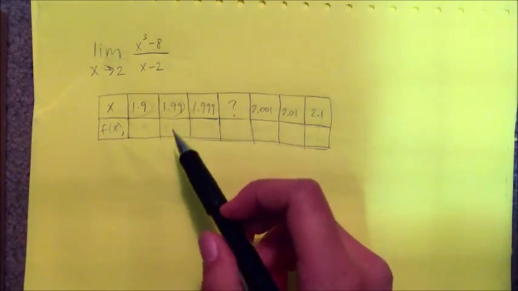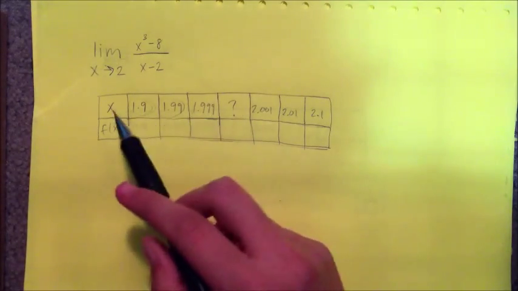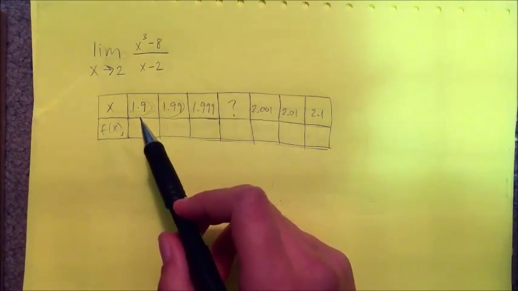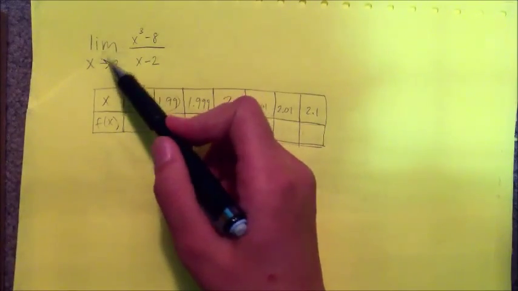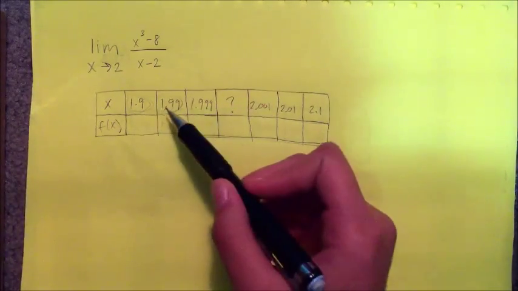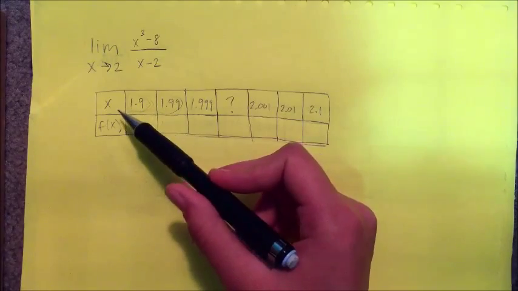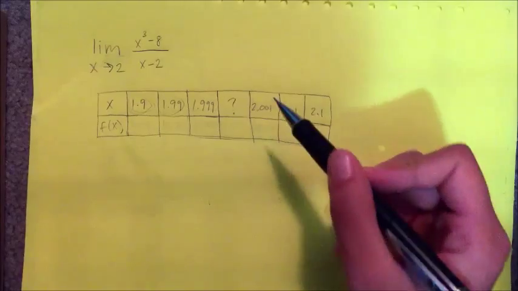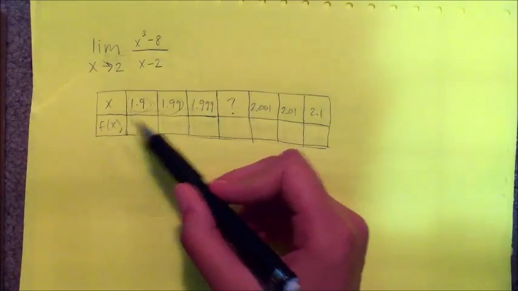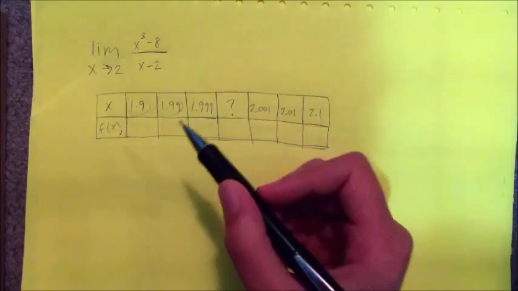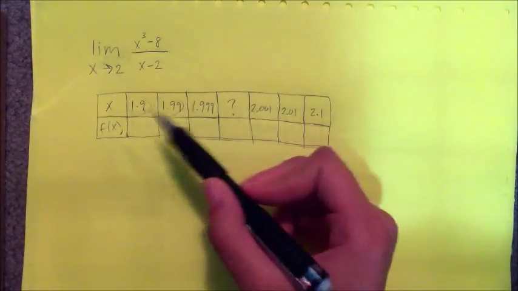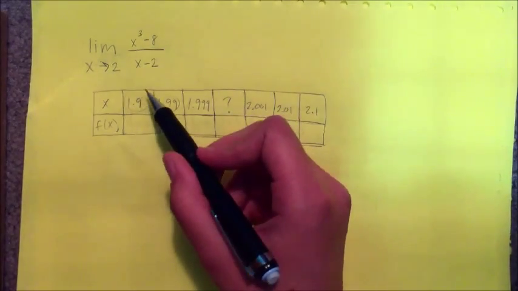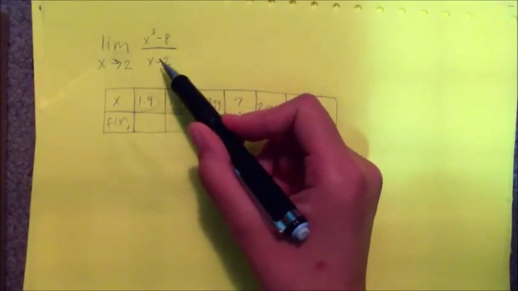is to come up with a table of values with a row of x values and a row of y values. So we want our x values to approach whatever this number is. So in this case it's 2. So we want our x values to approach 2 from the left and also approach 2 from the right. So in this case we have these x values in this table that approach 2 from the left and from the right. So now what we're going to do is substitute each of these x values into this function.